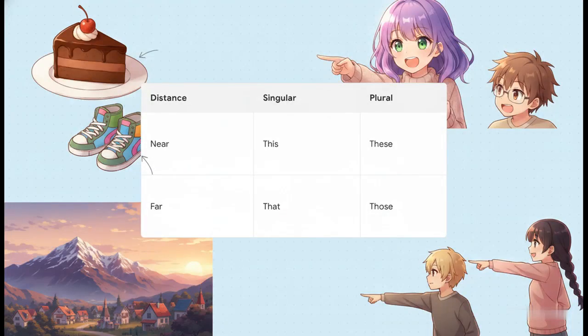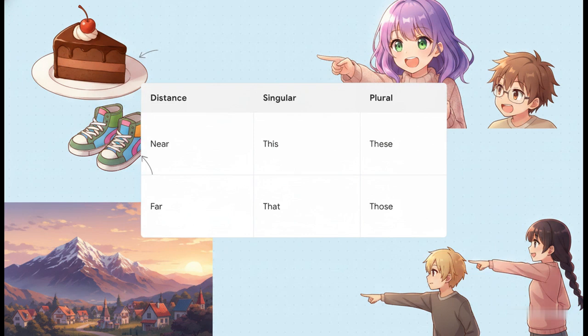Moving on to demonstrative determiners, and honestly, it's fascinating how perfectly logical these are. We map demonstratives by distance, so near or far, and by number, singular or plural. Singular and near, this cake is delicious. Plural and near, these shoes are mine. Singular and far, that mountain is huge. Plural and far, those houses.